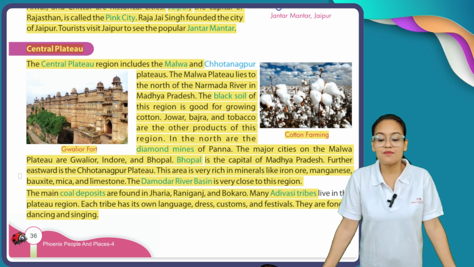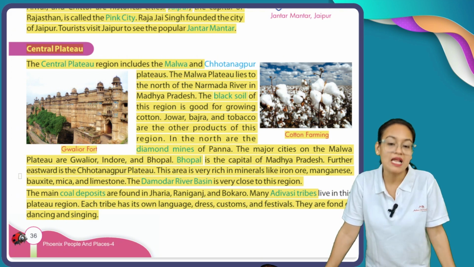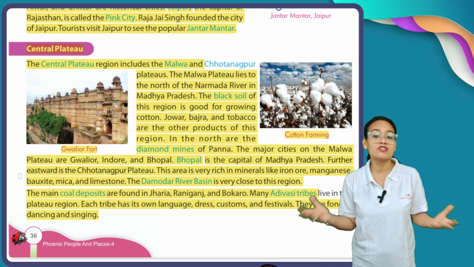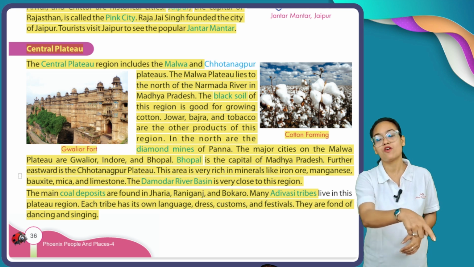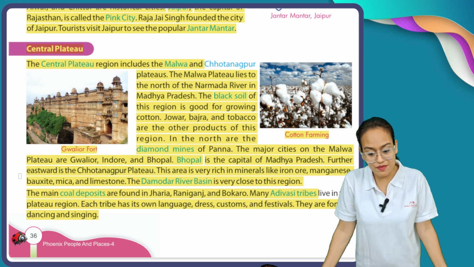The major cities on the Malwa Plateau are Gwalior, Indore and Bhopal. On the Malwa Plateau, we can find many major cities of Madhya Pradesh like Gwalior, Indore and the capital city of Madhya Pradesh, that is Bhopal. Bhopal is the capital of Madhya Pradesh.